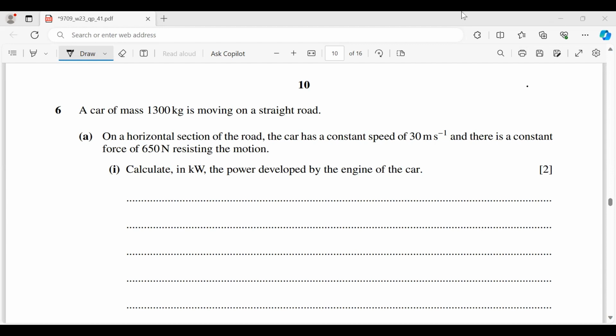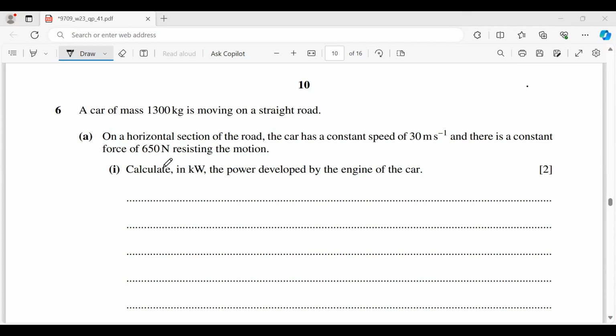Number 6, a car of mass 1,300 kg is moving on a striped road. A, on a horizontal section of the road, the car has a constant speed of 30 meters per second, and there is a constant force of 650 newtons resisting the motion. Question: calculate in kilowatts the power developed by the engine of the car.